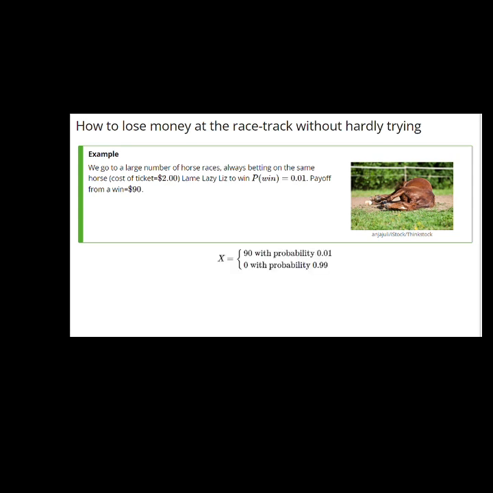Our winnings, the random variable X, can take two possible values, 90 with probability 0.01, or 0 with probability 0.99. So the expected value of X is 0 times its probability 0.99 plus 90 times its probability 0.01, or 0.90. This would be the average long-run gain per ticket if we were to bet on this horse many, many times under identical circumstances. Regrettably, we have to pay $2 per ticket, so on average we lose $1.10 per race.